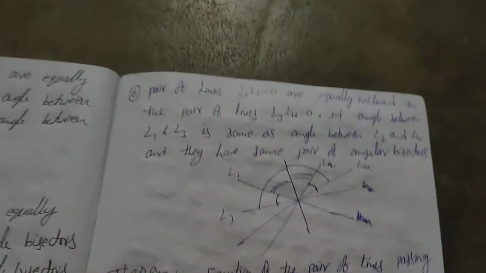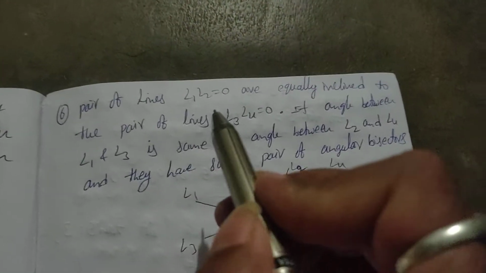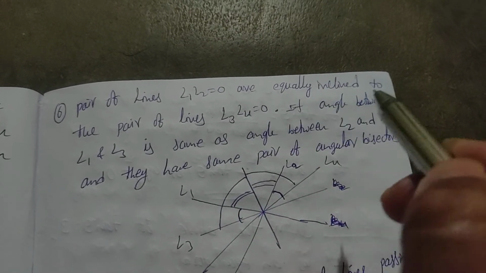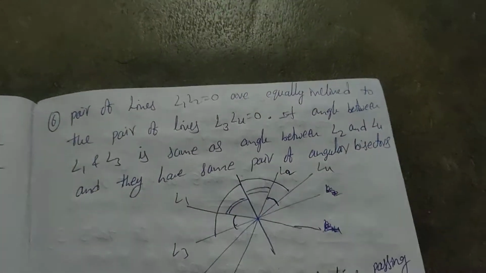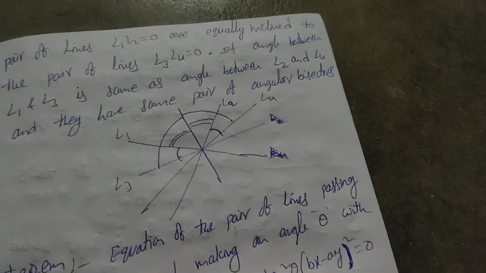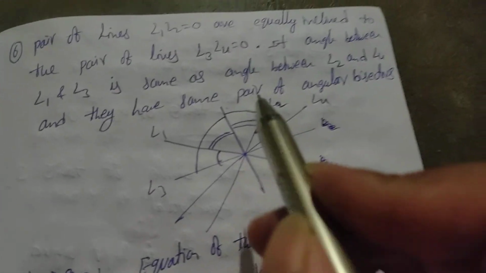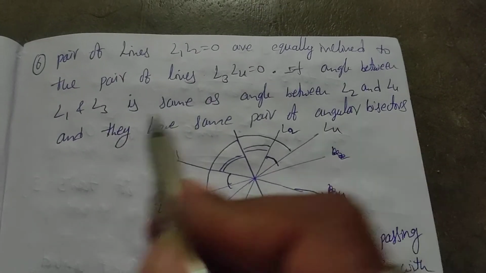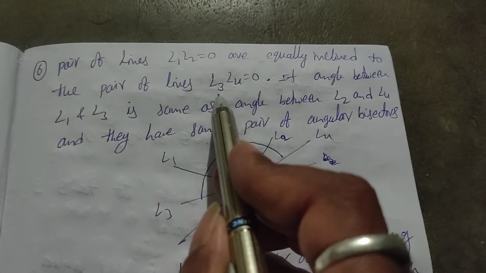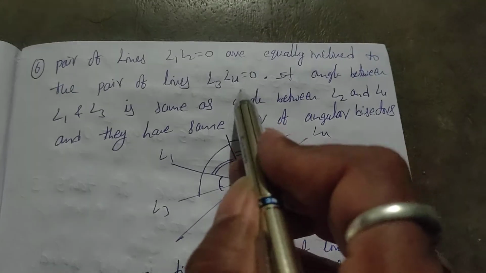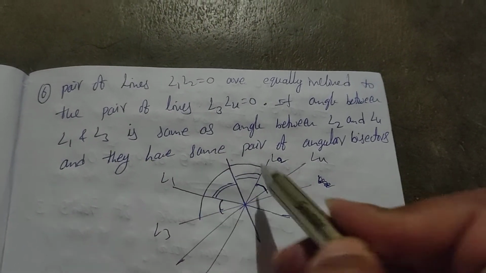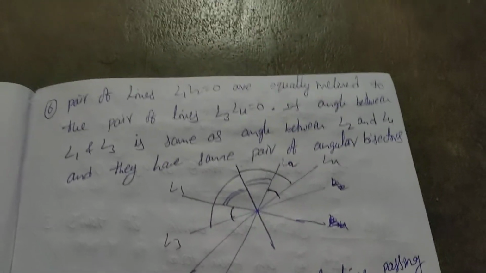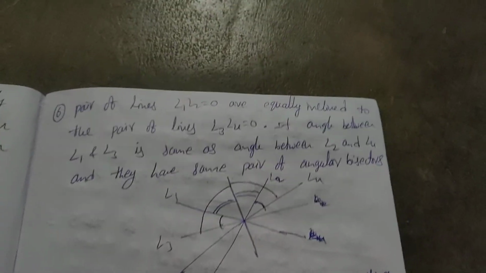Okay. Next point: the pair of lines L1 L2 equal to 0 are equally inclined to the pair of lines L3 L4 equal to 0, which means the angle between L1 and L3 is the same as the angle between L2 and L4, and they have the same pair of angular bisectors. See here, two conditions.